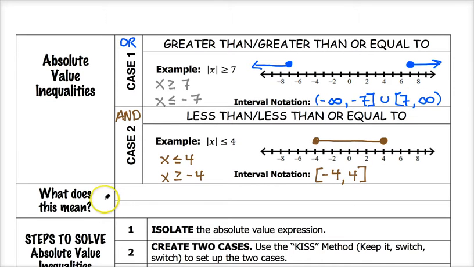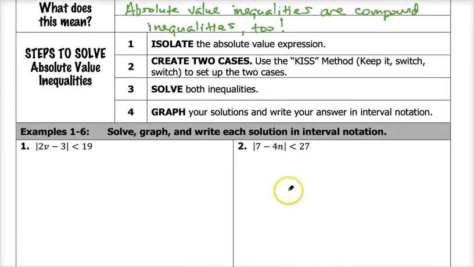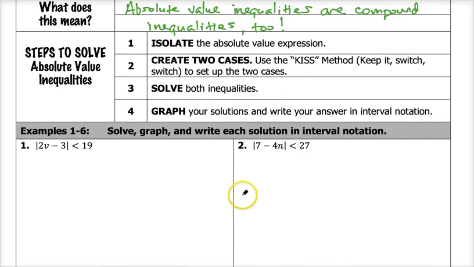And so what all this means is simply that absolute value inequalities are compound inequalities too. So if you know how to solve absolute value equations and you know how to solve compound inequalities, then you should be able to solve absolute value inequalities. So here are the 4 basic steps to solving those.